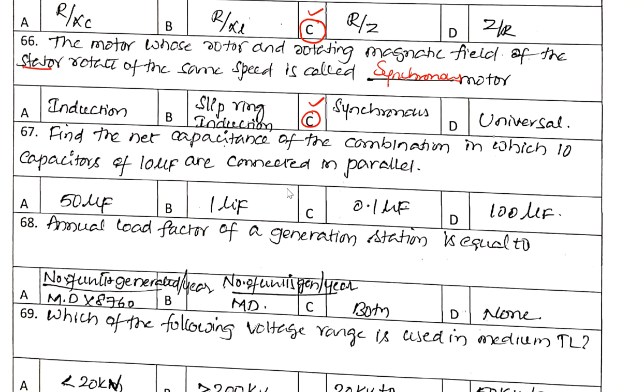Right? Next one, find the net capacitance of the combination in which 10 capacitors of 10 microfarads are connected in parallel. So 10 microfarad capacitors connected in parallel, so it is 100 microfarads. The options are 50 microfarads, 1 microfarad, 0.1, and D will be our answer.